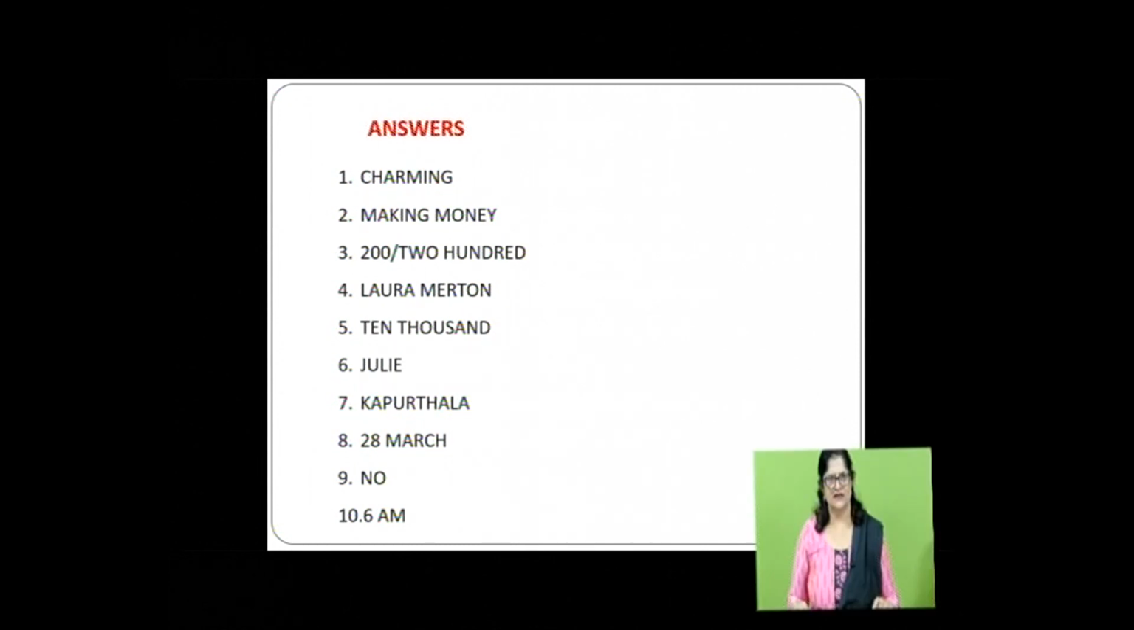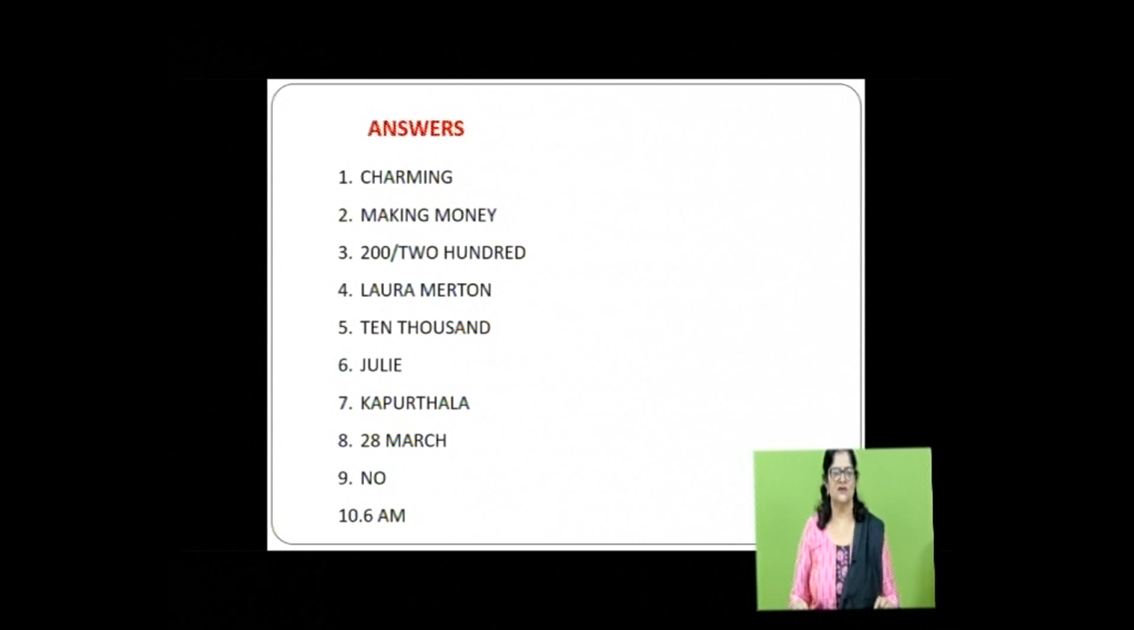The first answer is charming. Second is making money. Third is 200. You can write it both ways, you can write 200 or you can write the spelling also. Laura Merton, fourth answer. Fifth is 10,000. Sixth is Julie. Seventh, Kapurthala. Eighth, 28 March. Ninth, no. 10th, 6 a.m. So I hope you scored well. Out of 10, give yourself marks.